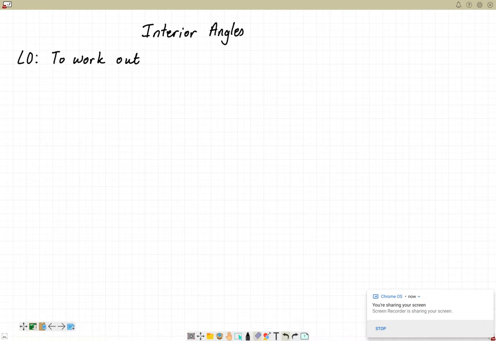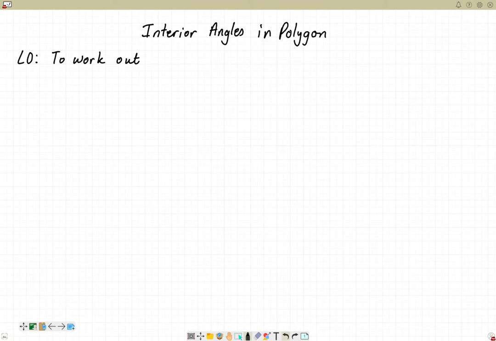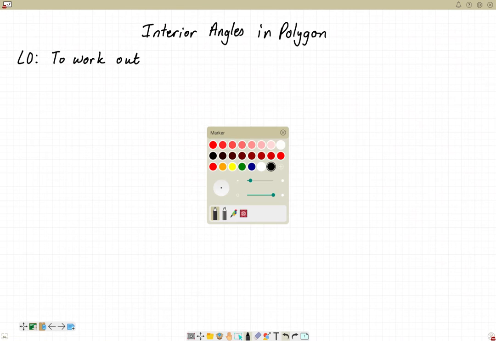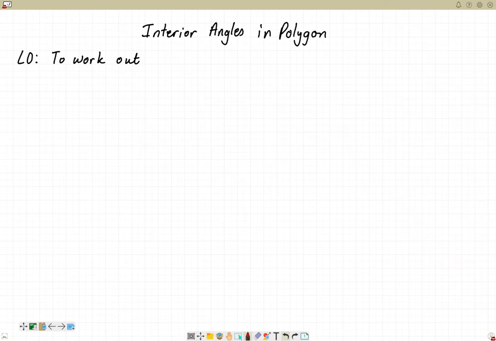Hello, so today's presentation will be on how to work out the interior angles in polygons. Okay, so the learning objective is to work out two things: the sum of interior angles. So this is the total of all the angles in the shape.